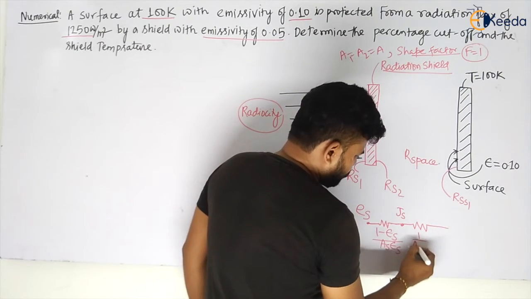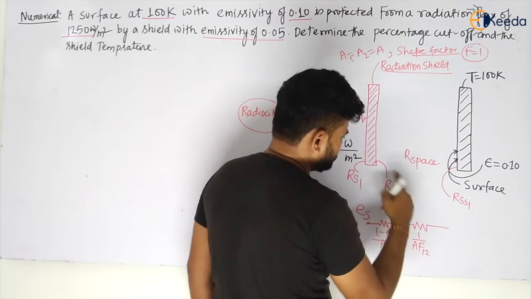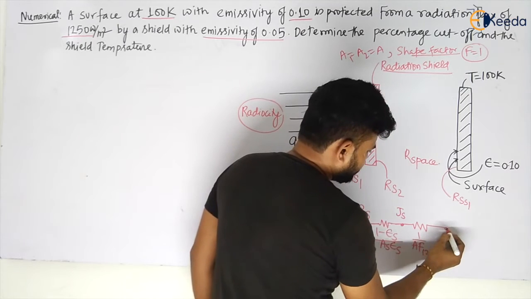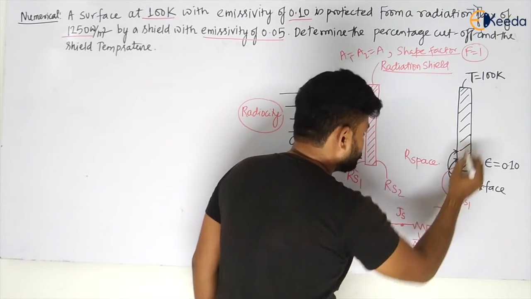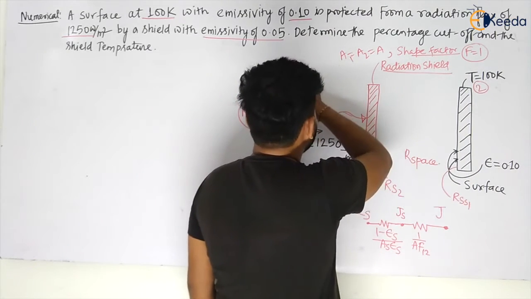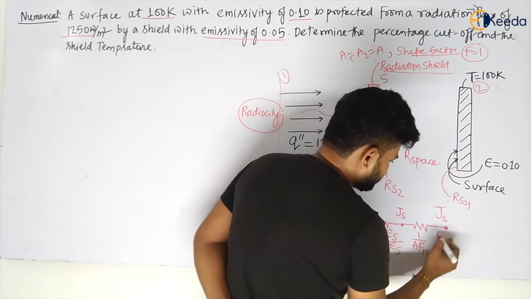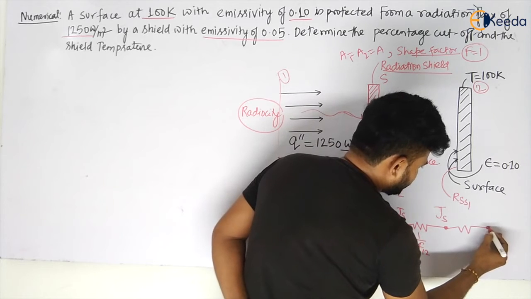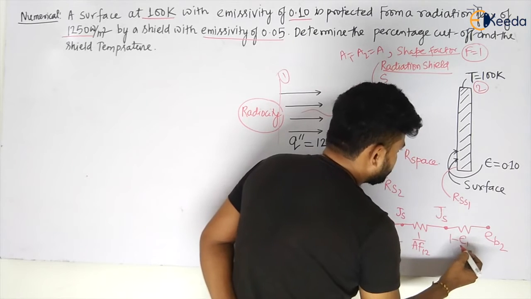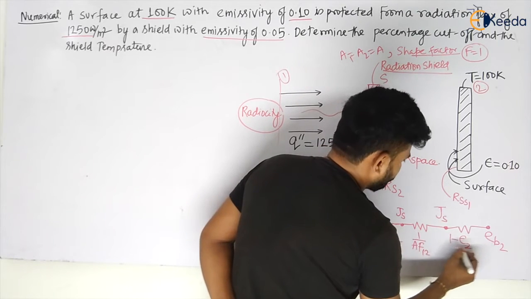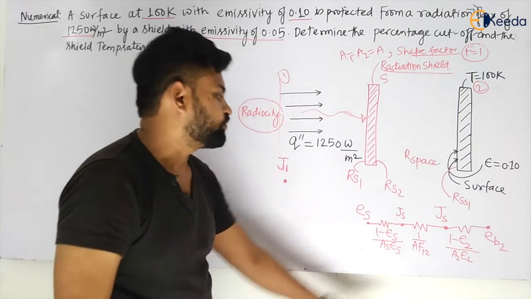So this will become 1 by A1 F1-2, or 1-2 means from shield to plate surface. Then again there will be J2, my dear students. Let us say this surface is 2. From 1 it is coming, this is S, and this is your 2. So this is your JS, and there will be one surface resistance for this up to EB2, my dear students. This will be given by 1 minus E surface, let us take it 2, divided by A2 E2. Yes or no, my dear students? So this will be given.